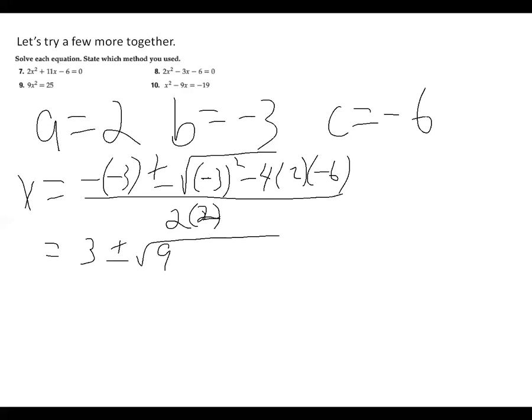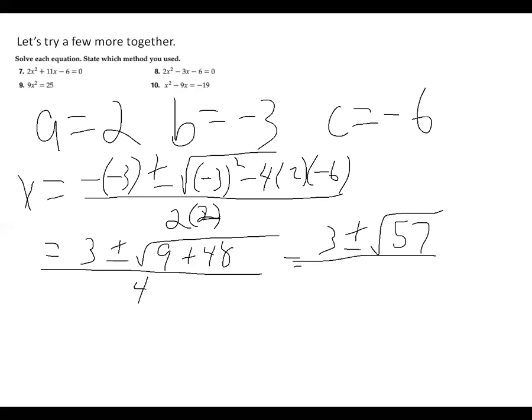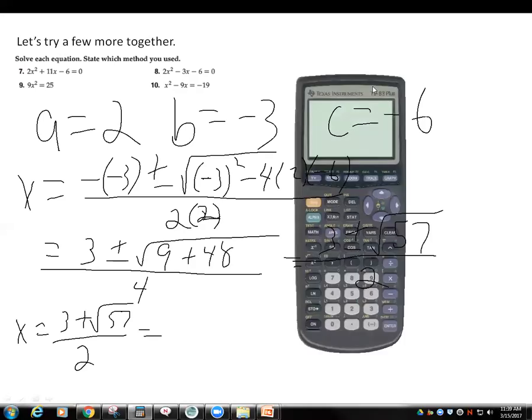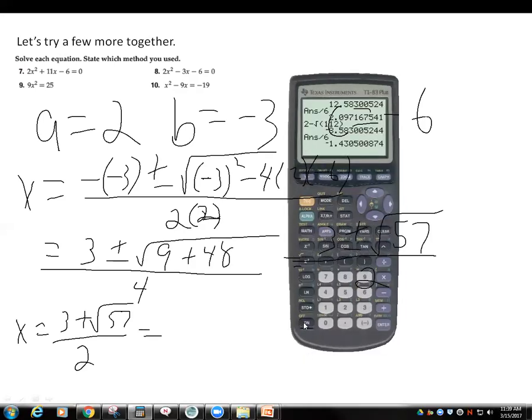4 times 2 is 8. 6 times 8 is 48, plus 48, all over 4, which gives you 3 plus or minus the square root of 57 all over 2. So x equals 3 plus square root 57 over 2, which, if I plug it into my calculator, 3 plus the square root of 57 divided by 2 is going to give you 5.3.